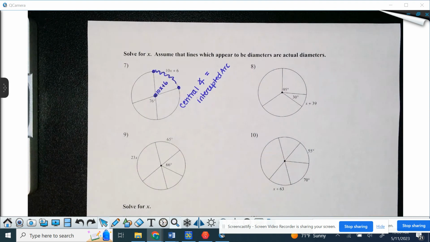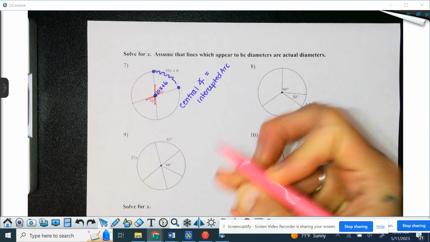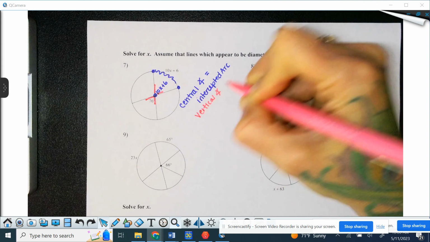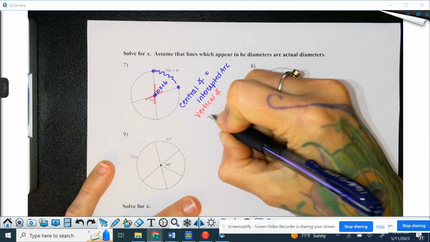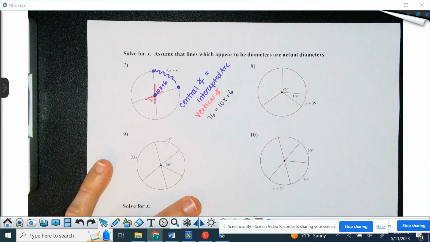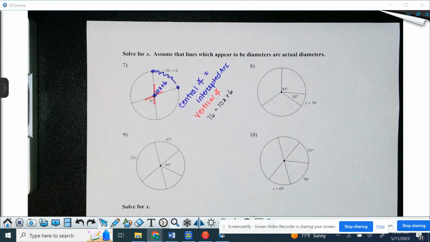This example, number 7, you would see this 76, hopefully, and then this 10x plus 6 as vertical angles. And vertical angles are congruent. So we would set it up: 76 equals 10x plus 6, and solve. We only have 15 minutes, so I'm not going to use our time to solve equations. I'm just going to set everything up so you can see the way it's set up. If we need to go back, just holler and we'll backtrack.